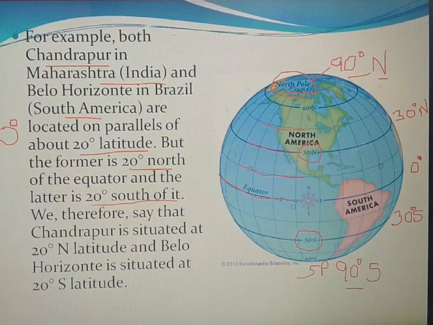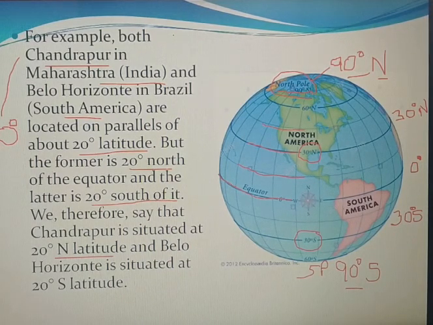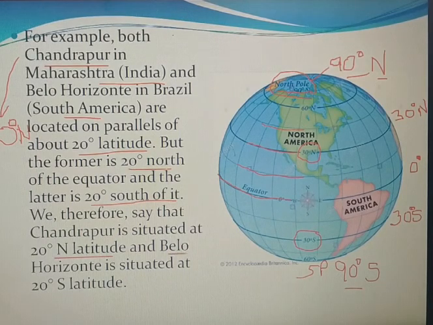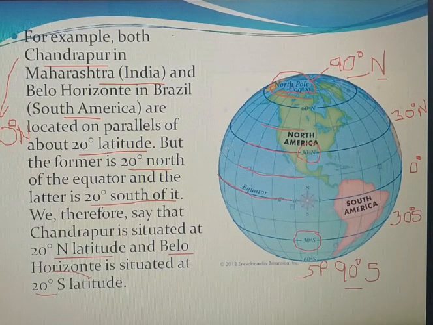We therefore say that Chandrapur is located at 20 degree N latitude. If we have to mention a place in India like Chandrapur, we write 20 degree N, and then we can easily locate that this place is in India. Like that, if we have to write about Belo Horizonte, we write S. After writing the S, we come to know that it is in the southern hemisphere, and we can locate this place.